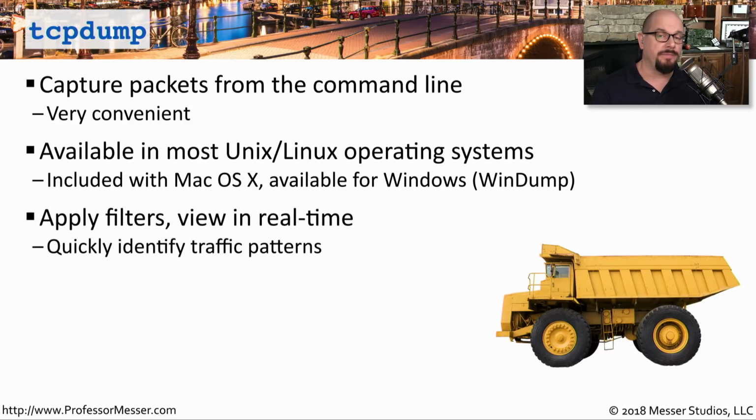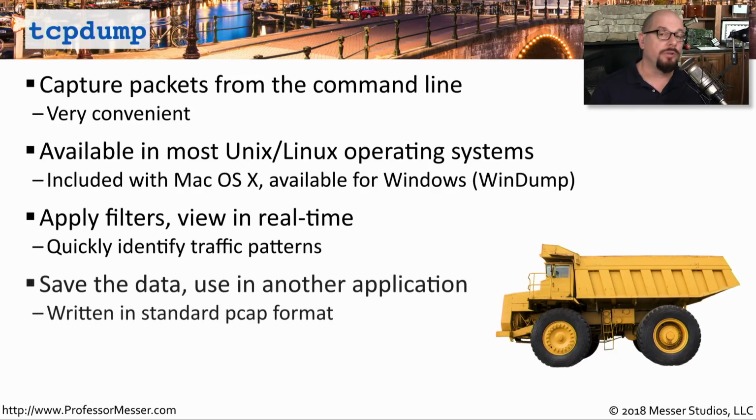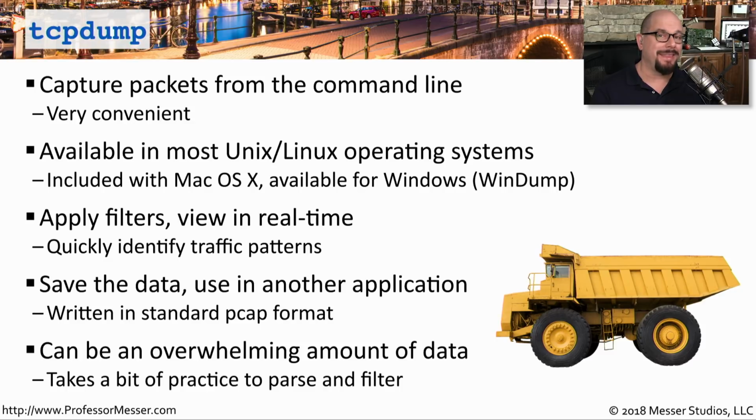Tcpdump has a number of different options that you can include at the command line. You can apply filters and you can watch the packets go by in real time. You can also choose to save all of the packets you've collected into a PCAP formatted file. This is a file format that's easily readable by many different protocol analyzers such as Wireshark. The amount of information that you're gathering and the detail included in these packets can be overwhelming. But if you spend a bit of time to learn the formats and be able to filter out what you don't need, you'll find there's a lot of valuable information stored in those packets.